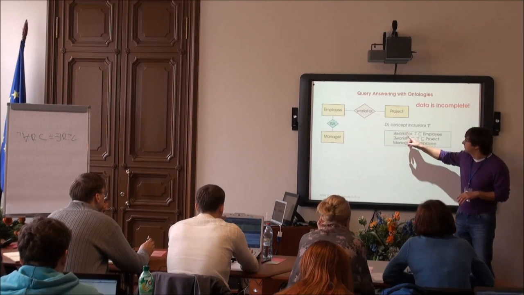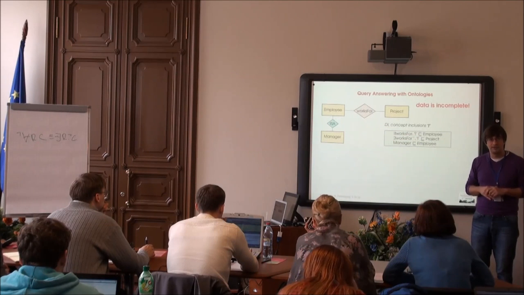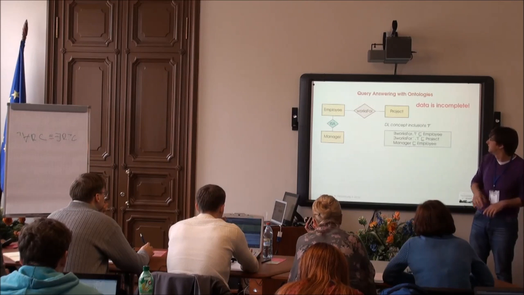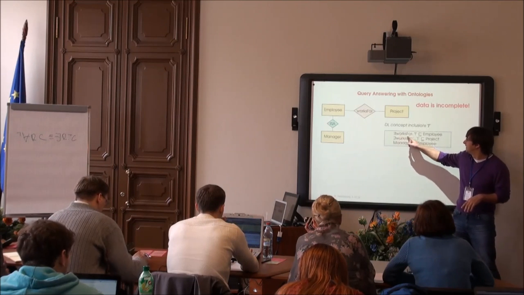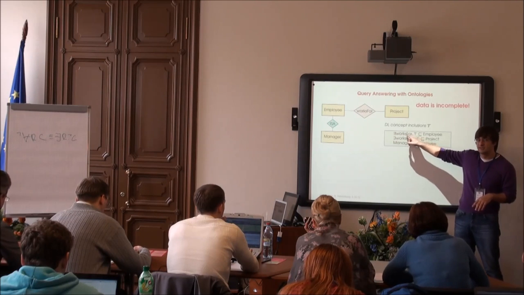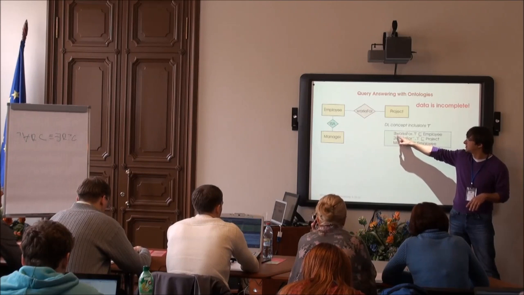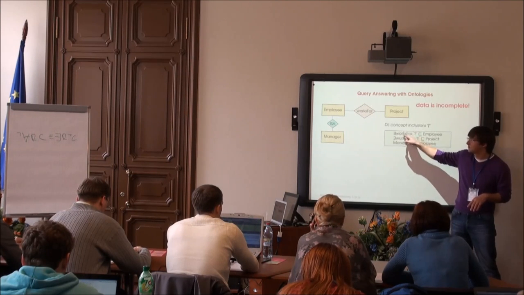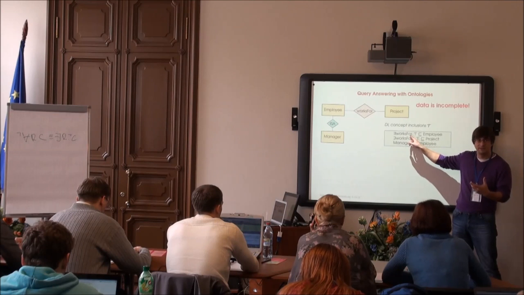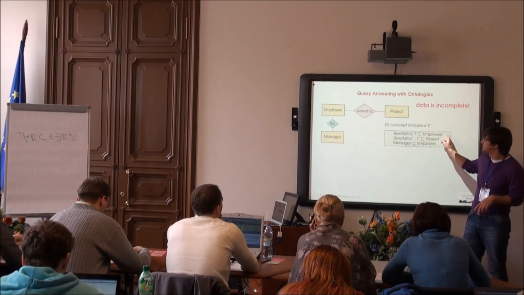Again, we have this: works for is just played by a relation, or a role in terms of description logic, an object property. And then we say that the domain of that relation, exists works for top, is a subset of employee. That's the domain of the relation, right? So that is the set of all the elements that are related to something by the relation. That's the domain, the projection.